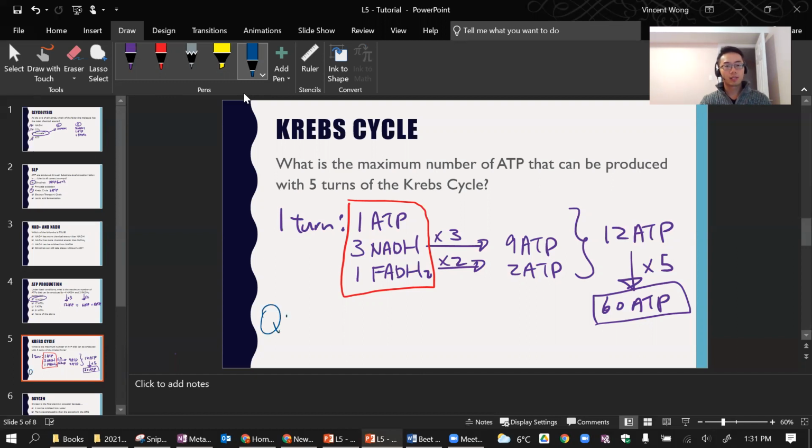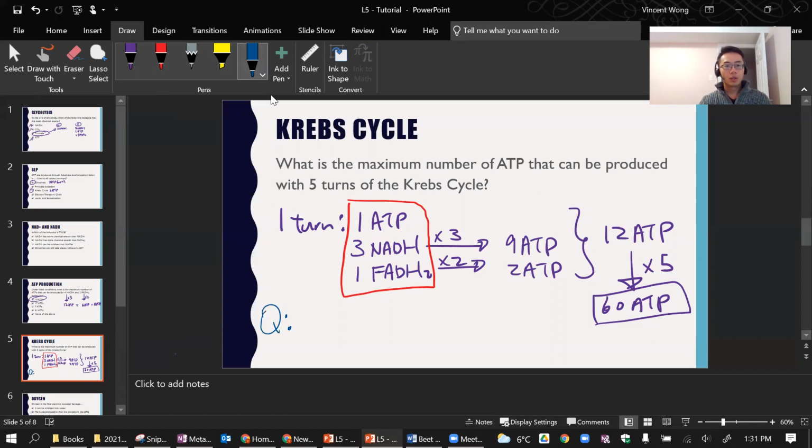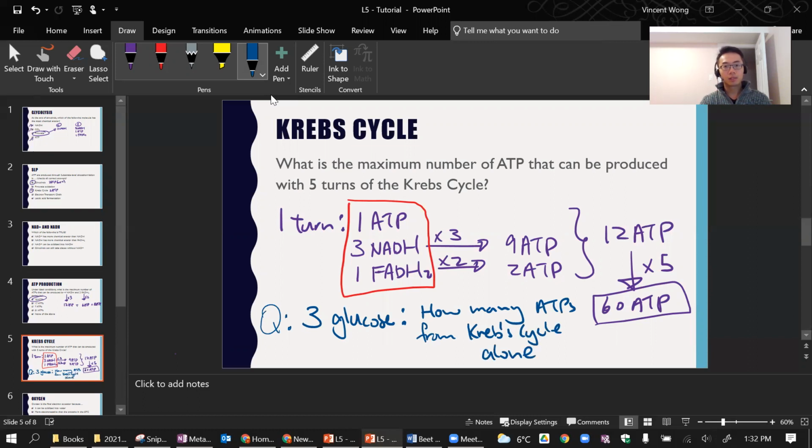Okay, here is a question. Let's say I have 3 glucose. How many ATP from Krebs cycle alone? Not all the steps, just the Krebs cycle, including ETC, of course. How many ATPs will be produced from the Krebs cycle?